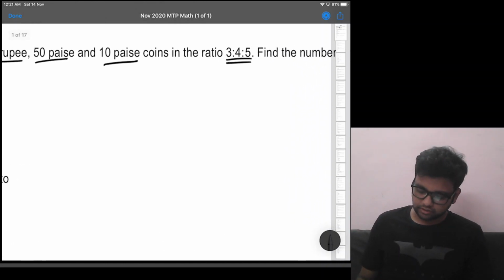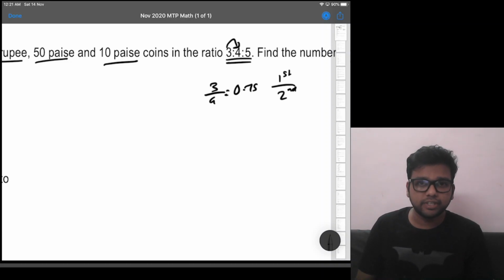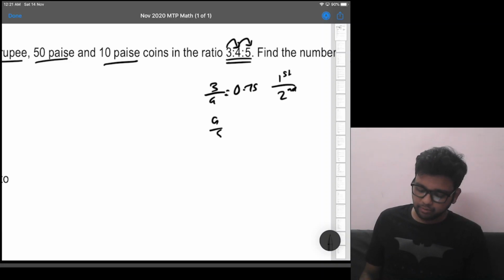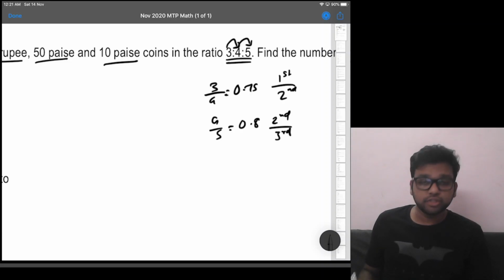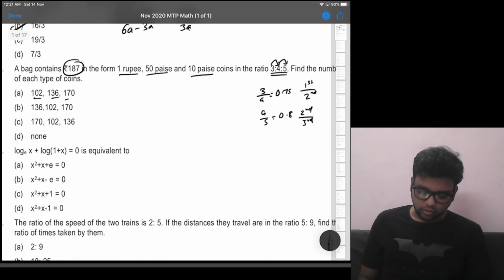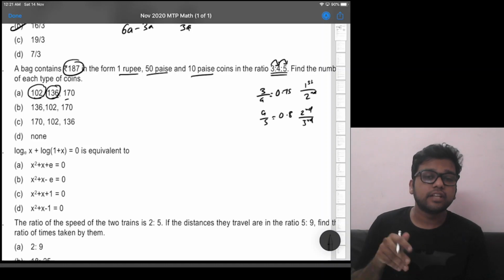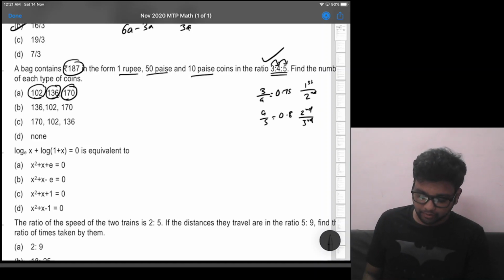So let's check the ratio first. 3 is to 4 is to 5 means what? The ratio of the first two should be 3 is to 4. What is 3 by 4? 0.75. That means the first number divided by the second number should be 0.75. The second number divided by the third number should be 0.8. 4 by 5 is 0.8, you can check. So let's check this condition first. Option A, 102 divided by 136. Check whether it is 0.75. Yes. And 136 by 170, that is also 0.8. That means this condition is satisfied by the first option.